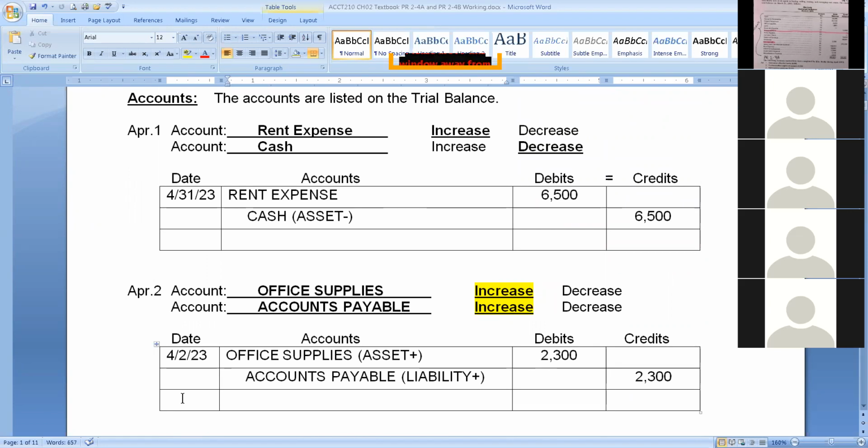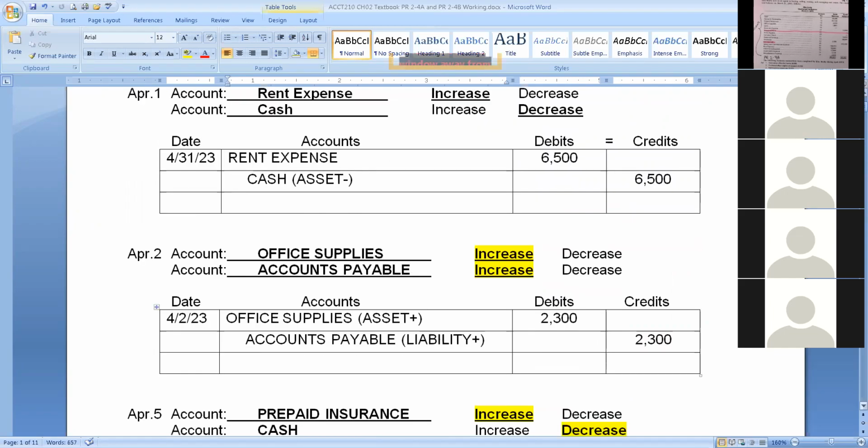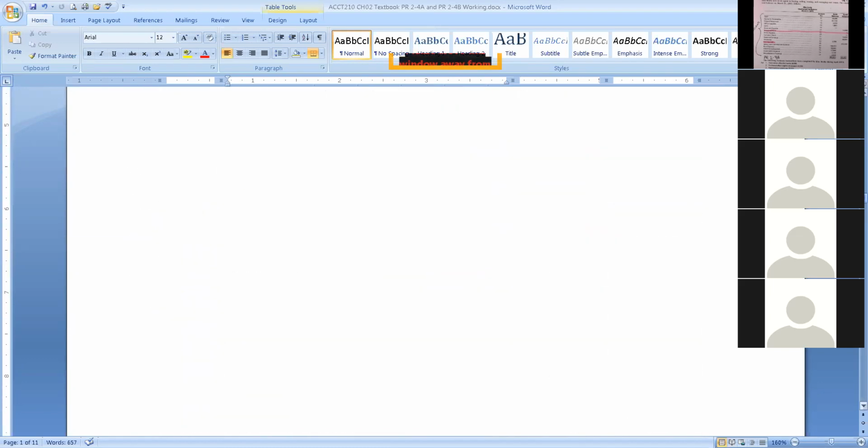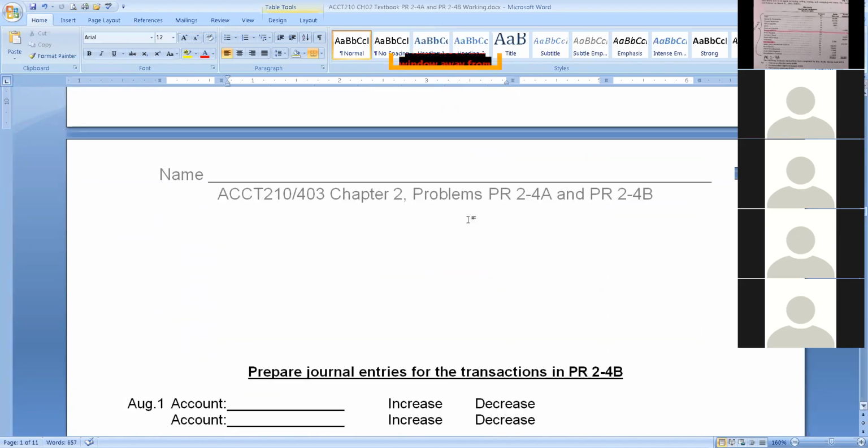Yeah, so the other one is problem 2-4B, and it's on the same sheet. My spacing, I moved up my spacing.